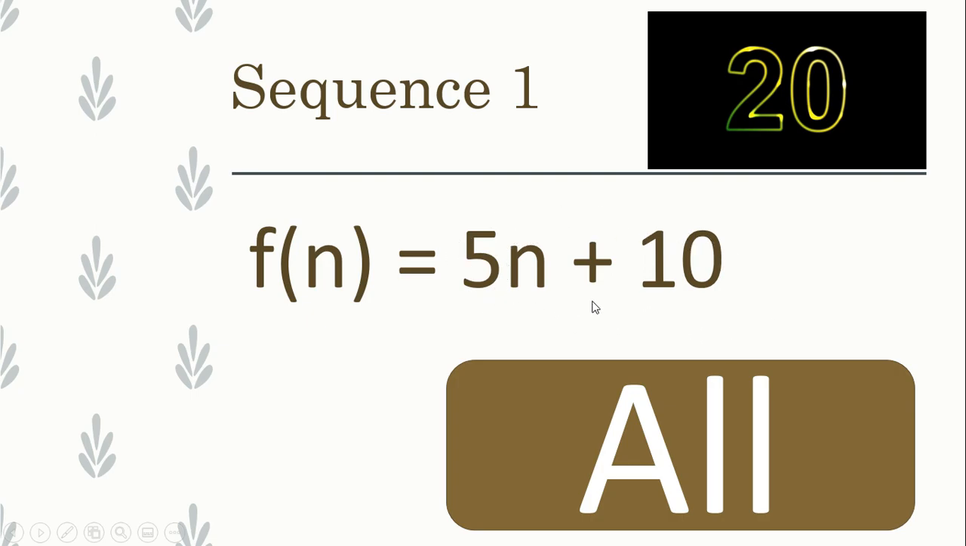So let's say n is equal to 2. 5 times 2 is 10, plus 10 is 20. And 20 is divisible as well by 5. And any counting number evaluated in this function will be divisible by 5. Is that clear?